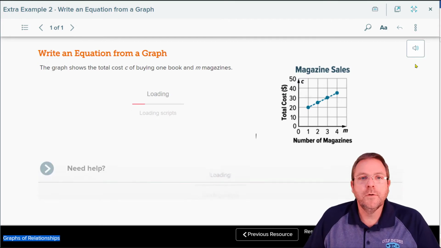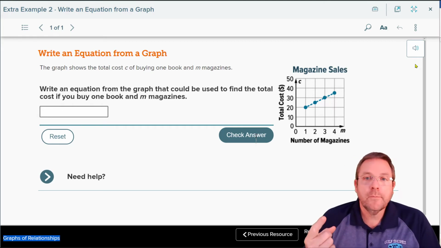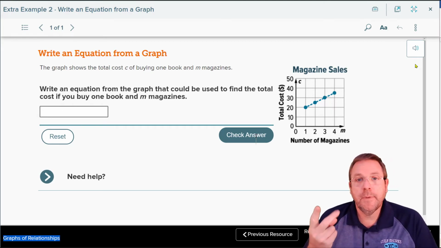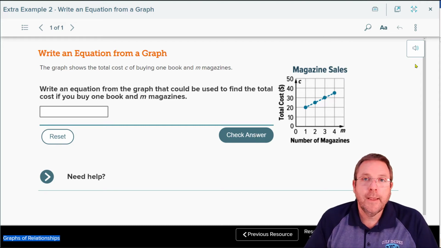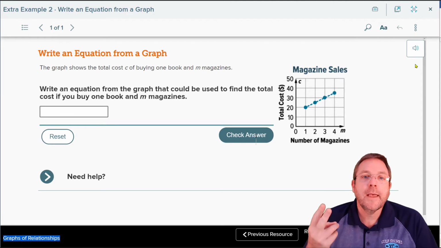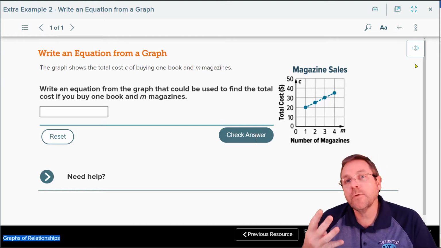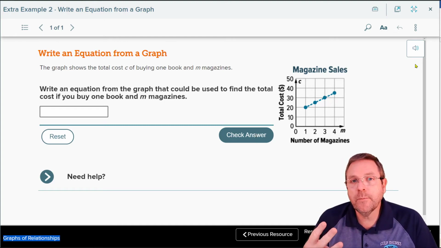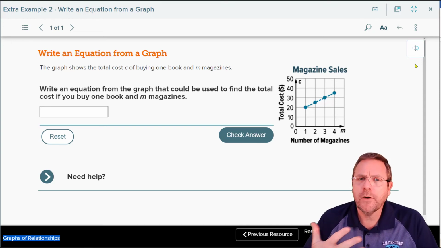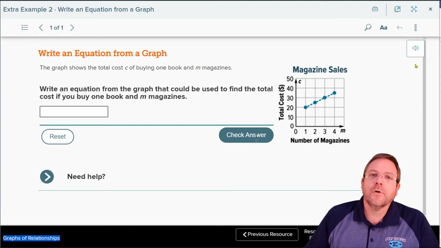So what you need to do is pause the video, take a look at the magazine sales chart they give us right here. From the chart, first thing you're going to have to do is come up with your independent and your dependent variables. After you do that, then you're going to have to come up with your ordered pairs. After you come up with your ordered pairs, then you're going to have to come up with your table. After you come up with your table, then you're going to have to come up with your expression. And after you come up with your expression, only then are you going to get to write your final equation. So pause the video and work on this.